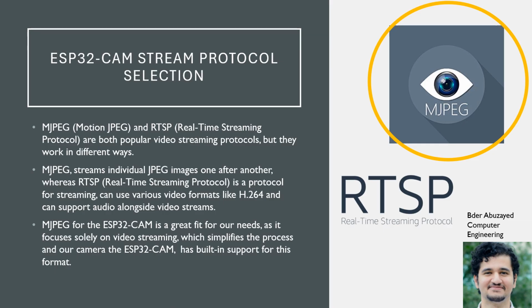The Motion JPEG protocol streams every frame as a single image one after the other, at a seamless pace that appears as a continuous video. Our pick of Motion JPEG was complementary with our design, as we did not need to deliver audio transmission. In addition, the Real-Time Streaming Protocol would provide additional unwanted latency to the user screen. Moreover, the ESP32-CAM has built-in support for this format, which allows ease of integration of the protocol.